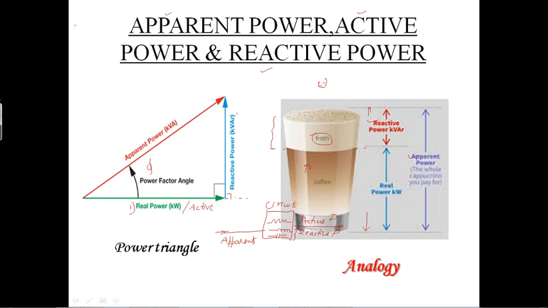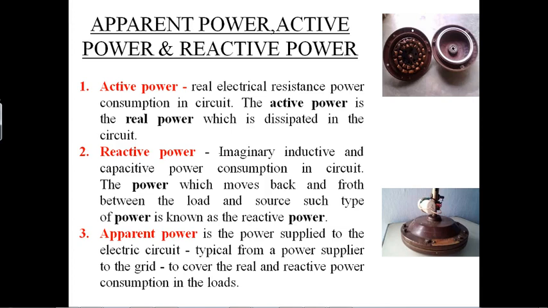So this water element is our resistive element. This is our inductive or capacitive element. In inductive and capacitive elements, we'll see how it works. I'll explain it with an example. Now we move on to more technical terms. I'll define active power. Active power is the real power consumed by electrical resistance. It's the real power which is dissipated in the circuit, right? So that is active power.